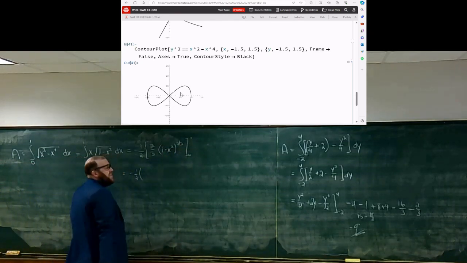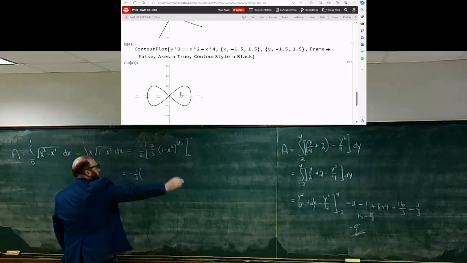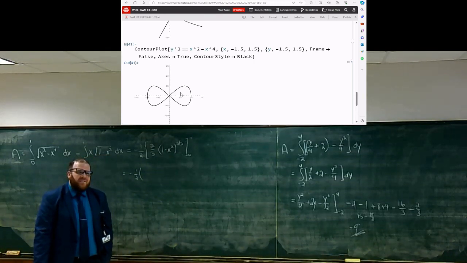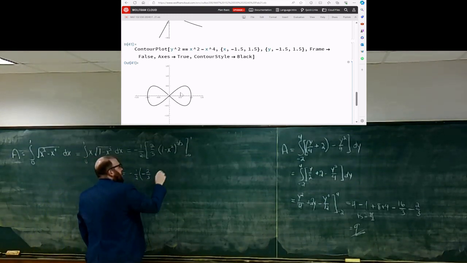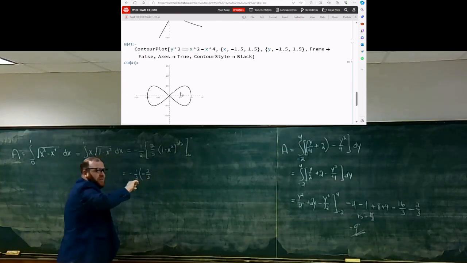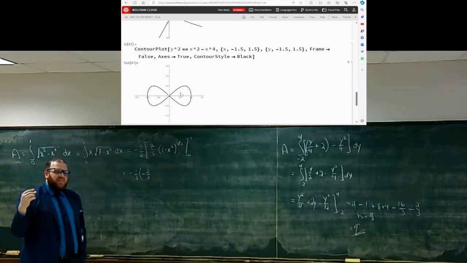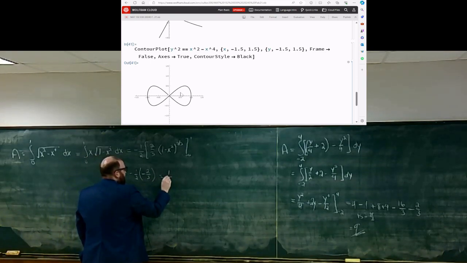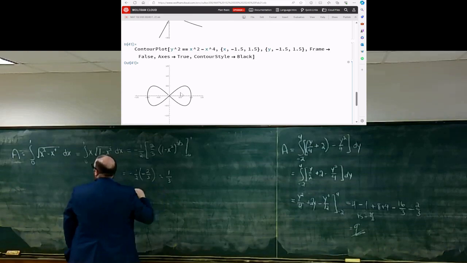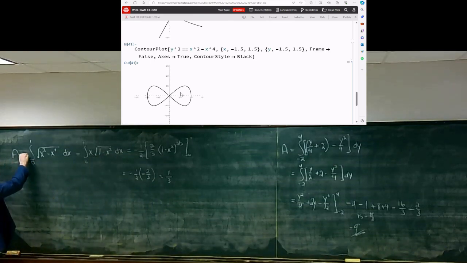At 1, this whole thing's 0, isn't it? Yeah. So minus, at 0 we get 1 to the 3/2, which is 1. So I actually have to multiply the whole thing by 4. I was only getting a quarter of our area.